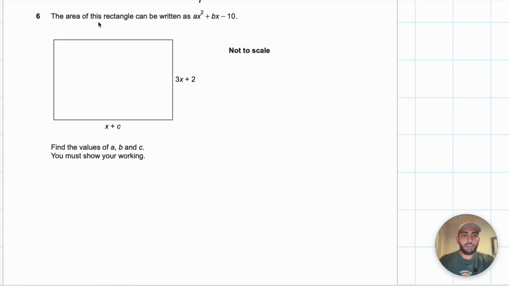Question 6. The area of this rectangle can be written as ax squared plus bx minus 10. Find the values of a, b, and c. Show your working. If I'm working out the area of a rectangle, I'm multiplying the base by the height. So I've got 3x plus 2 multiplied by x plus c. And this is going to equal ax squared plus bx minus 10.